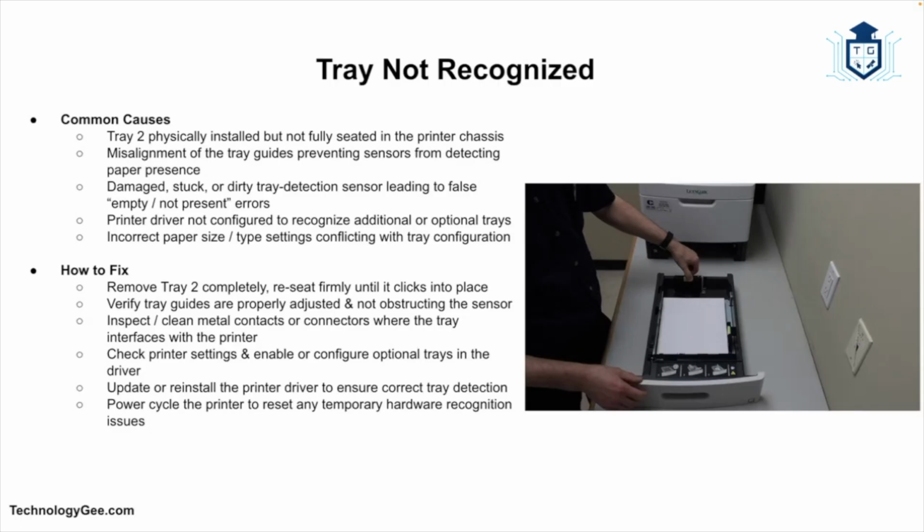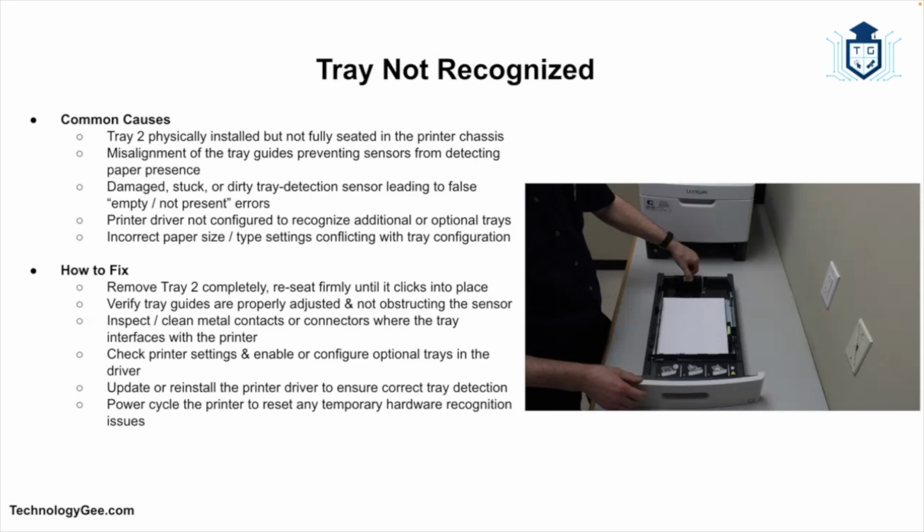Then there's the issue of your tray not being recognized. So you loaded tray 2 and the printer insists that it's empty or does not exist. So what causes this? Well, it could be a tray misalignment, a damaged tray sensor, or a driver not configured to recognize additional trays.